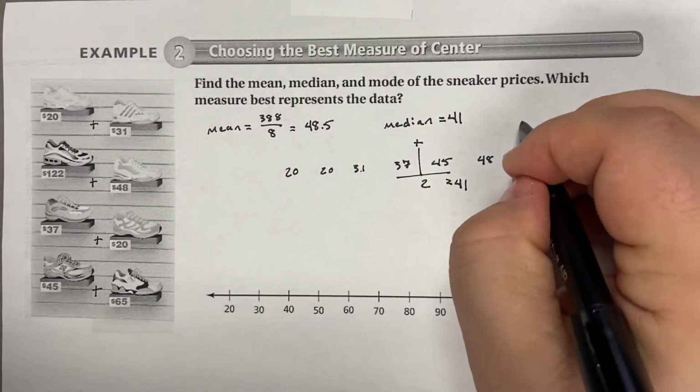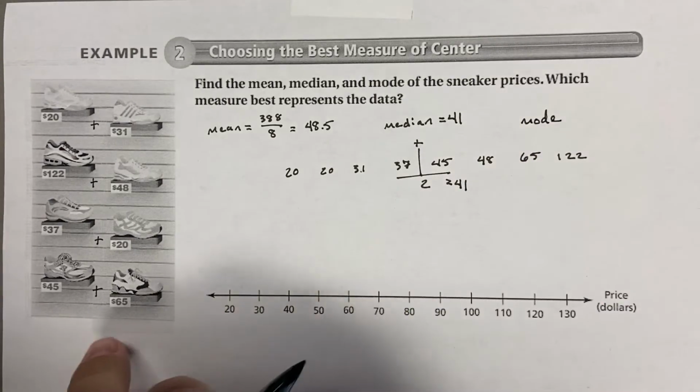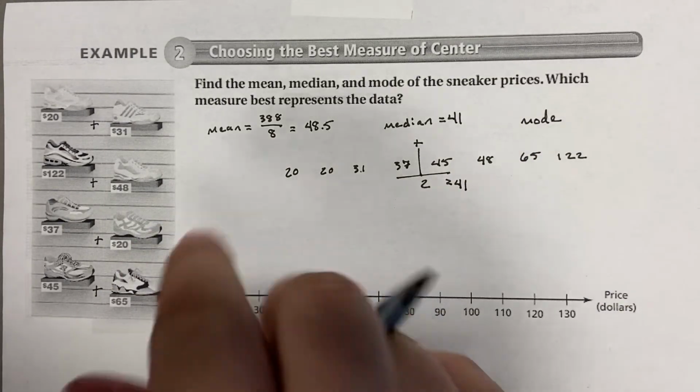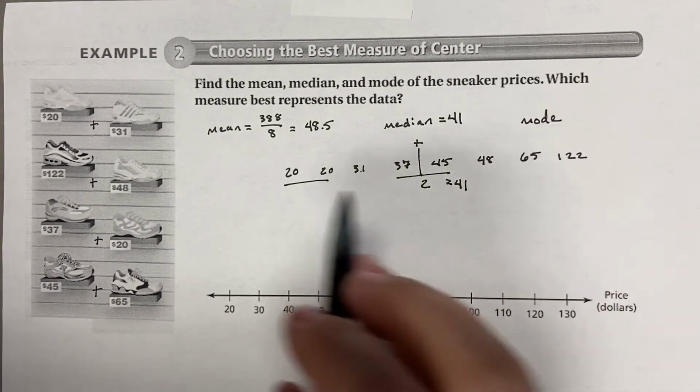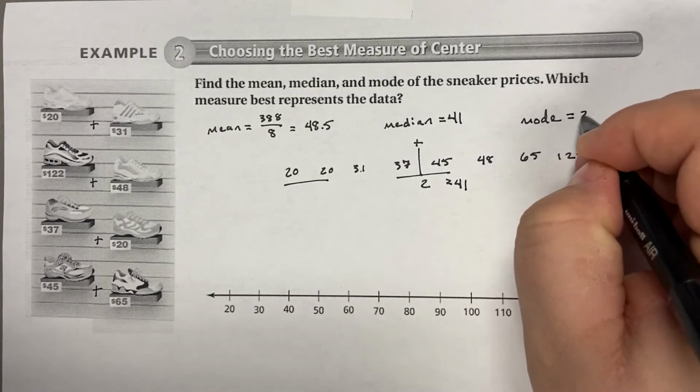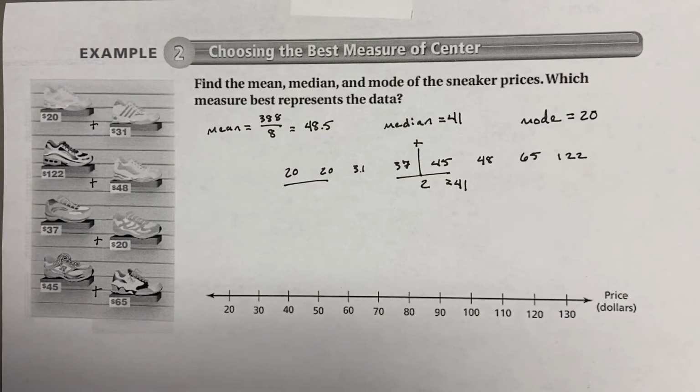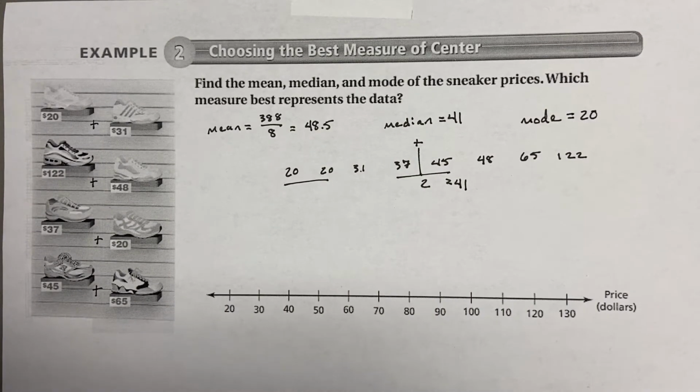Then we go into our mode. Mode is going to be the number that happens the most. So here's a set, 31, no match, no match, no match, no match. So 20 is the only number that repeats, so it happens the most. Therefore, 20 is the mode.